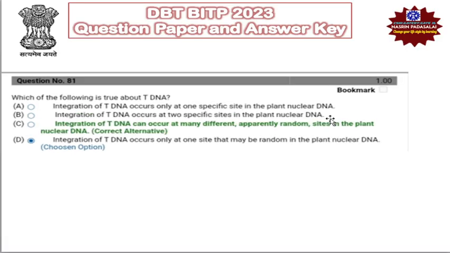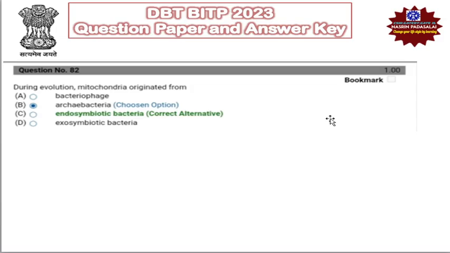Next, which of the following is true about transfer DNA or tDNA? Integration of the tDNA can occur at multiple different sites, apparently at random sites in the plant nuclear DNA. Next, during evolution, mitochondria originated from an endosymbiotic bacteria. Both mitochondria and chloroplast originated from endosymbiotic bacteria.